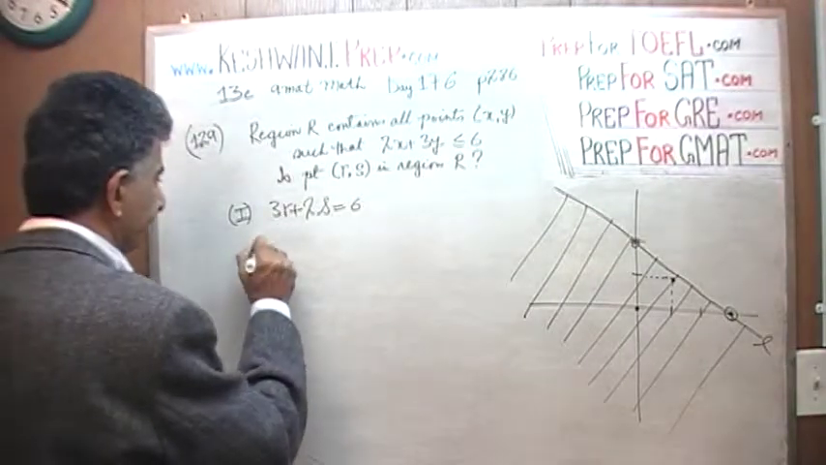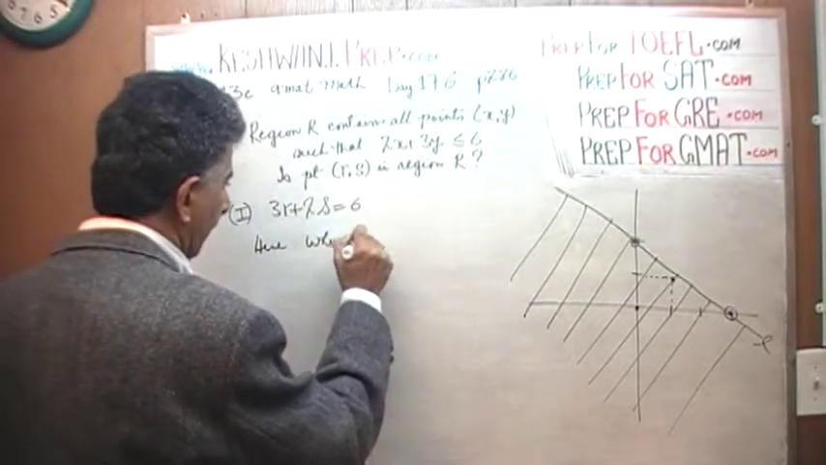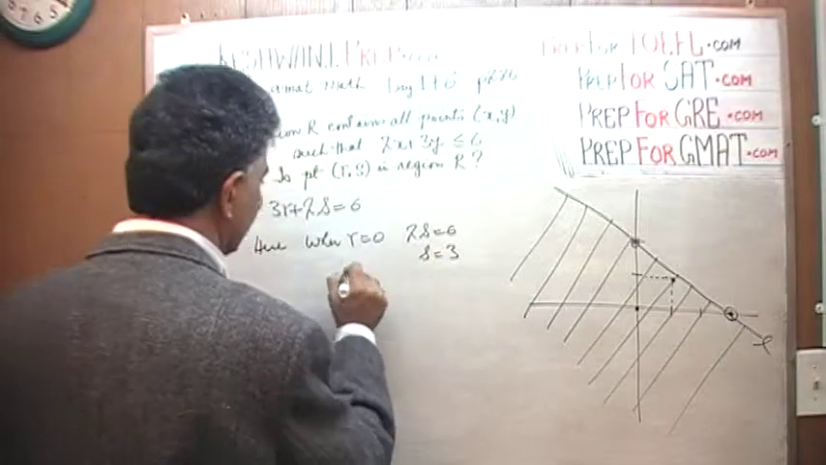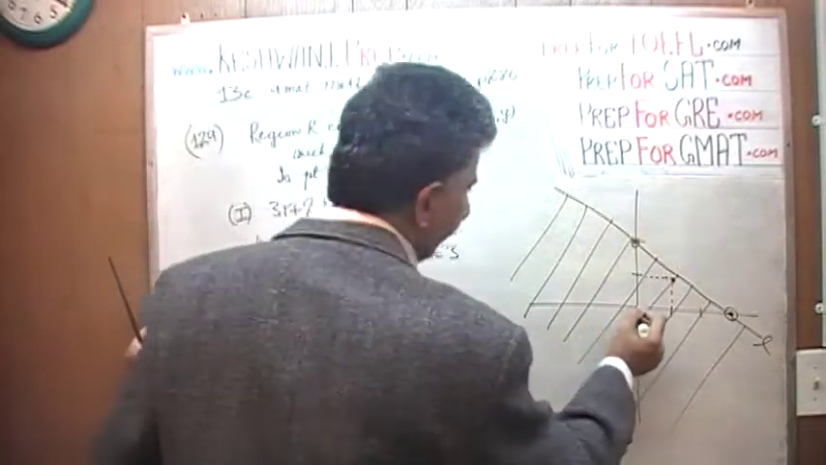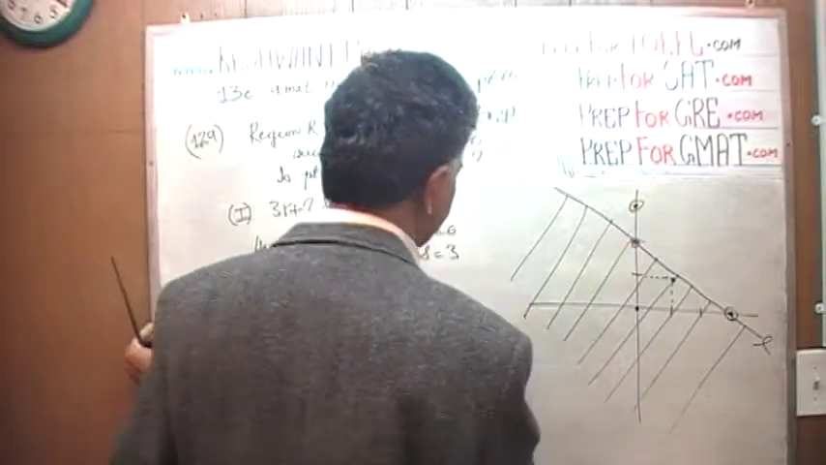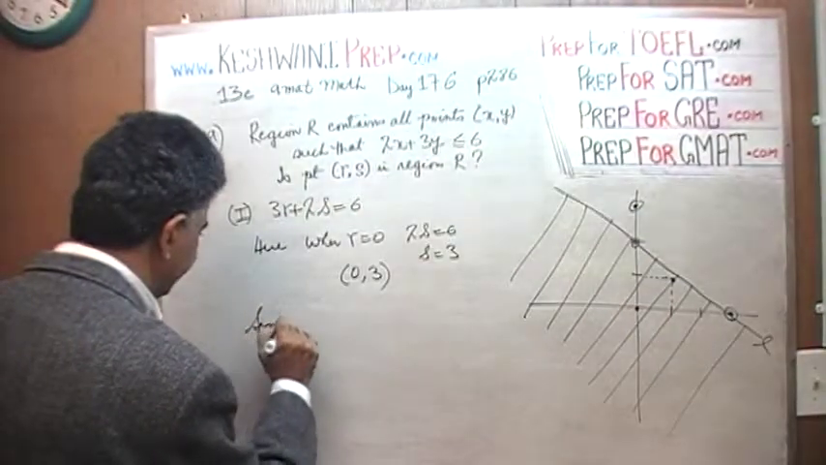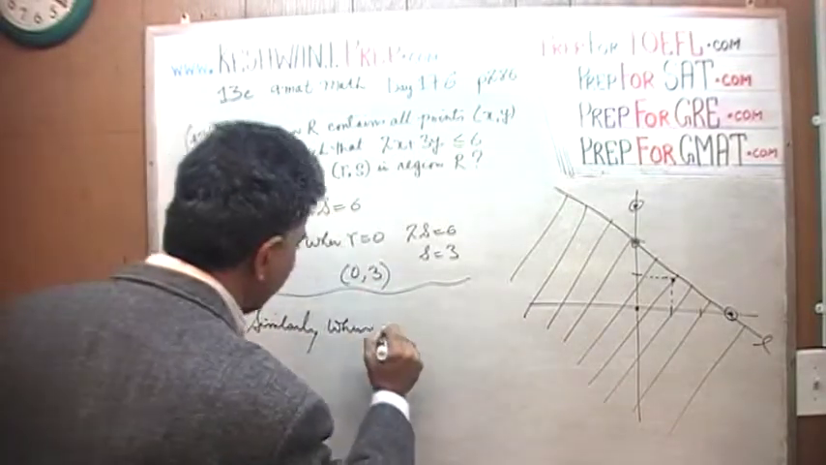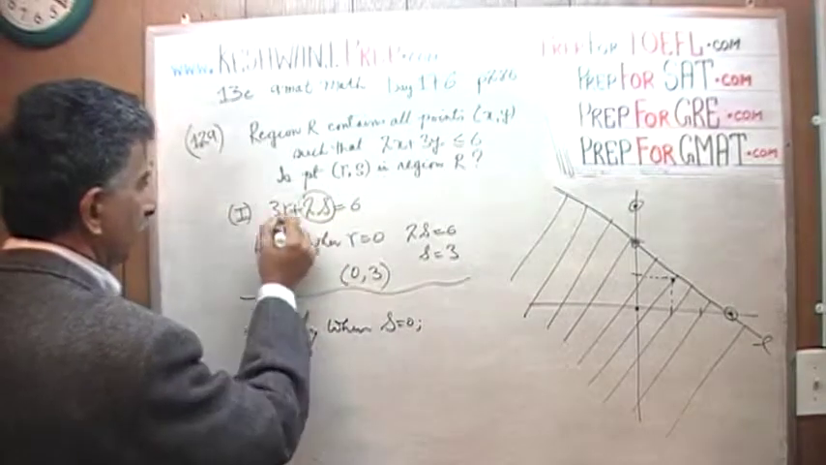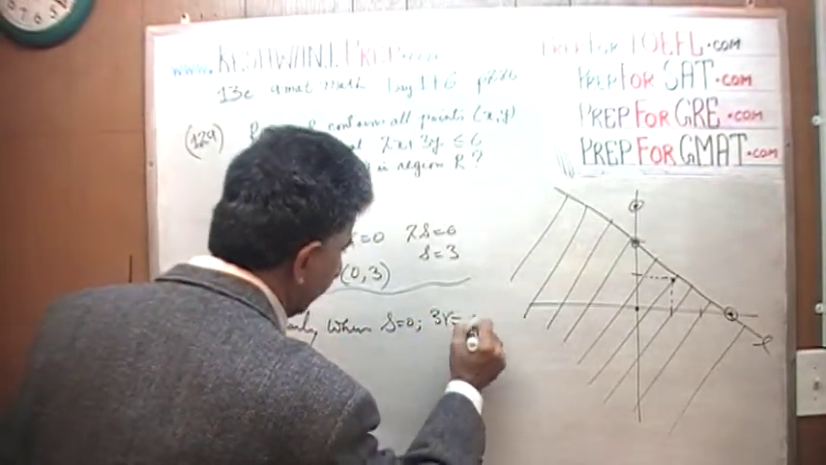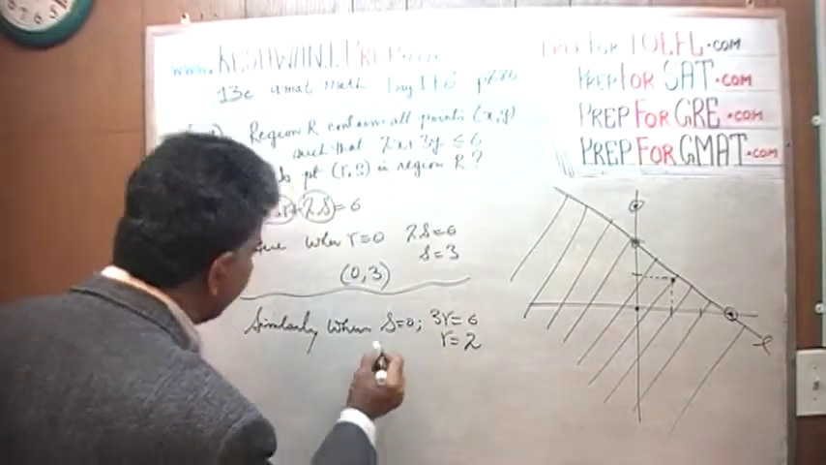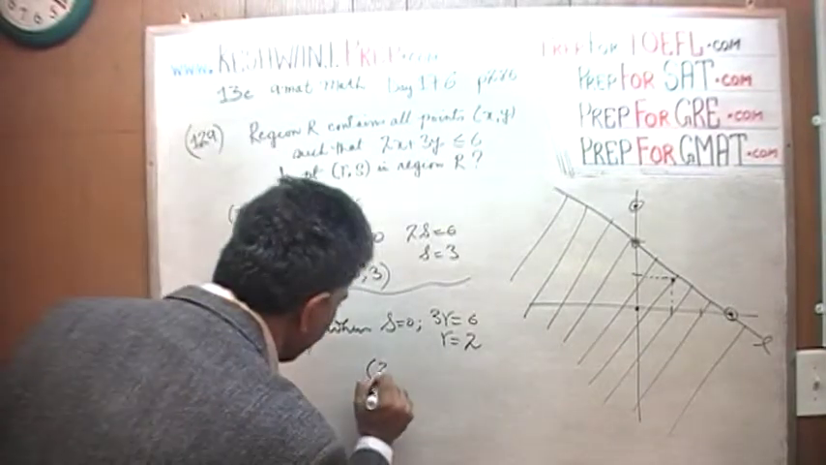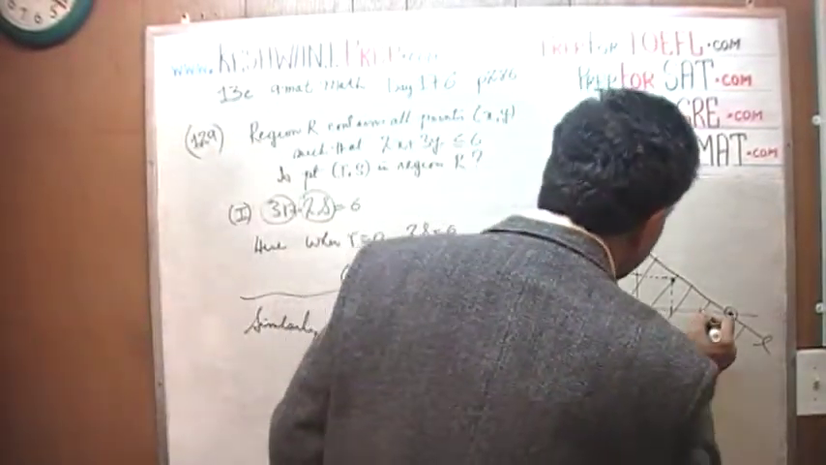So here, when r is equal to 0, we'll have 2s equal to 6, which means s is equal to 3. So when r is 0, s is 3. When x coordinate is 0, y is 3, somewhere here. That's the first point. Similarly, when s is 0, 3r equals 6, which means r is equal to 2. So when s is 0, s which is the y coordinate, r is the x coordinate, so here we have 2 and 0, right here.